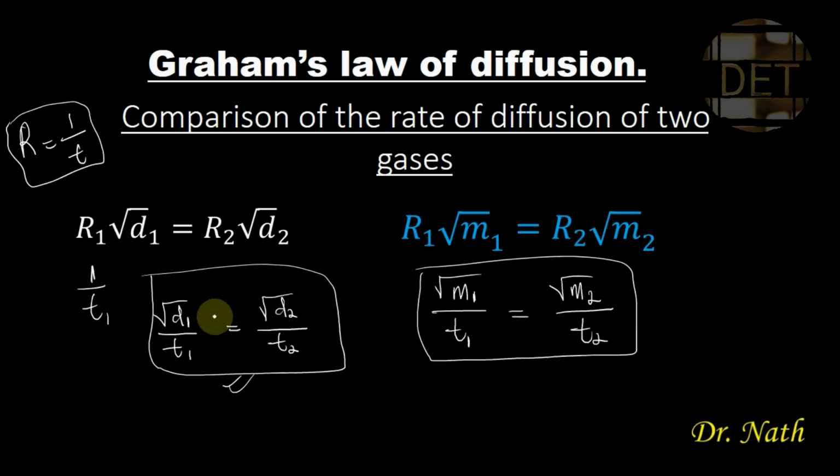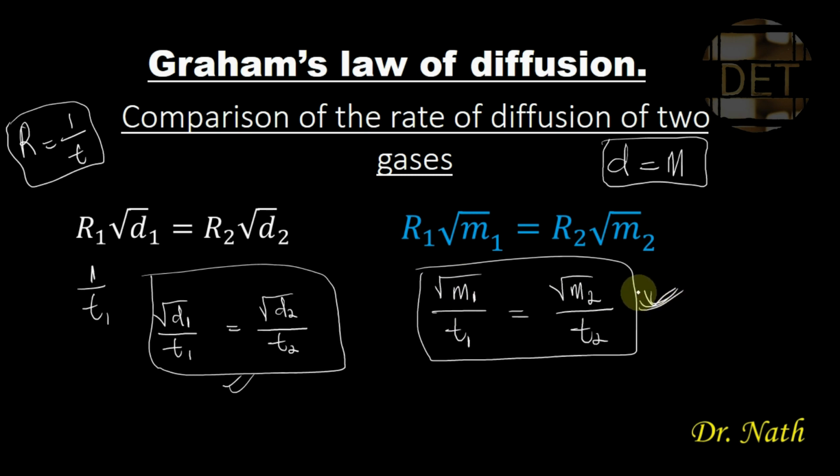Then, like I said before, the density of a gas is proportional to the relative molecular mass. So wherever I see D, I can put M there. This is D1, it will be equivalent to M1. This is D2, it will be equivalent to M2. So this is square root of M1 over T1 is equal to square root of M2 over T2. This equation is also very vital.